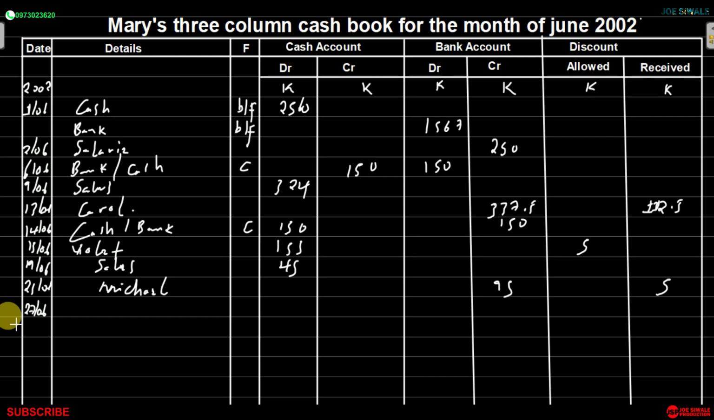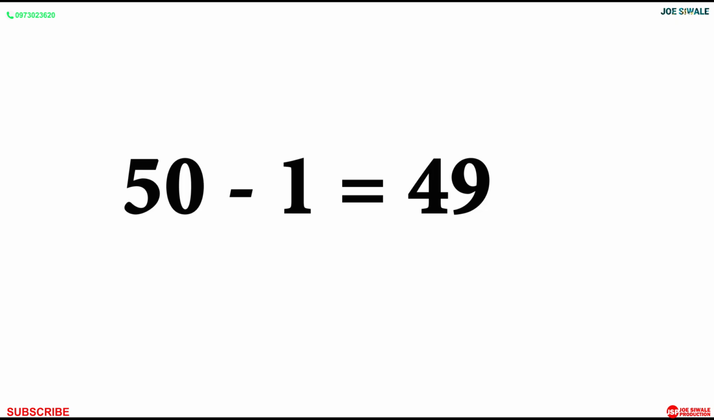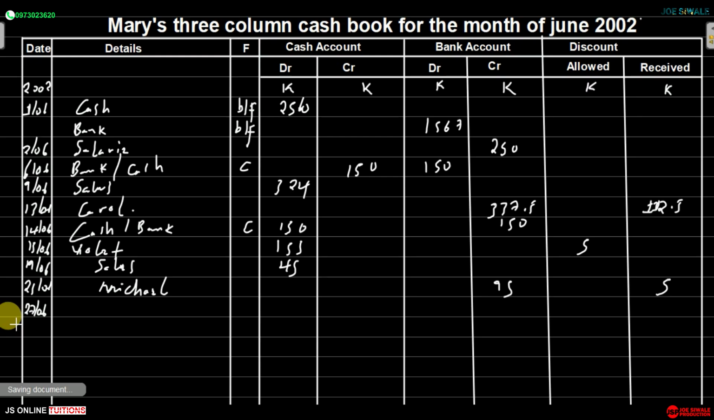And since we bought stationery by cash, that means that we need to credit the cash account. So we're going to say 50 minus the discount that we received, which is 1 kwacha. That means that we're going to credit the cash account by 49. So in our details column, we're going to say stationery. So we're going to record 49 on the credit side of the cash account. Then since we are buying, that means that we received a discount of 1 kwacha.